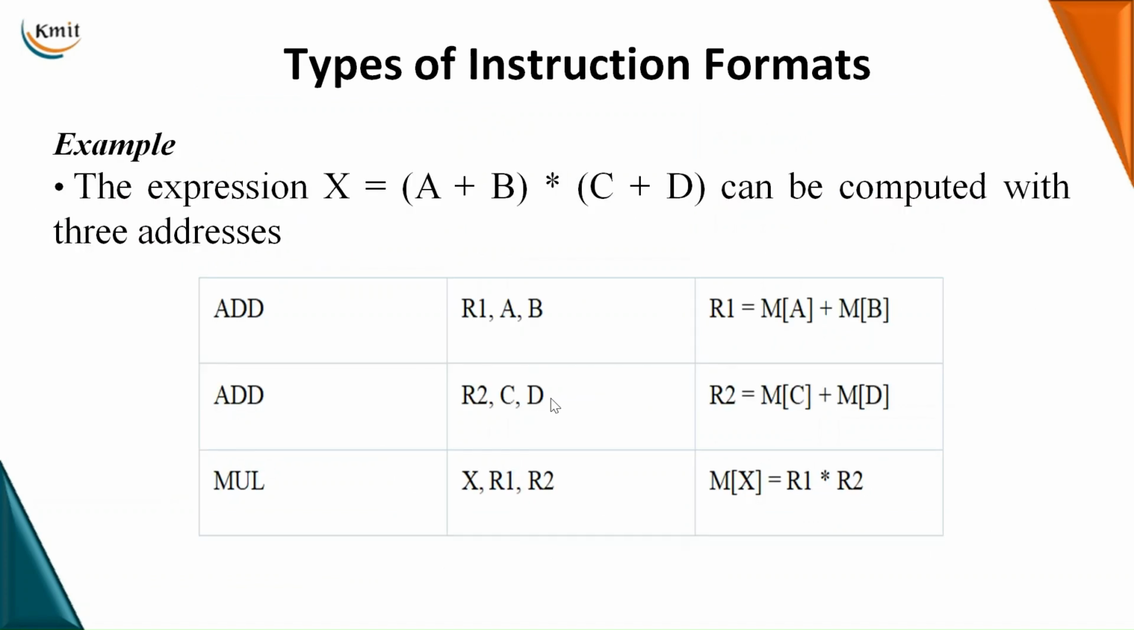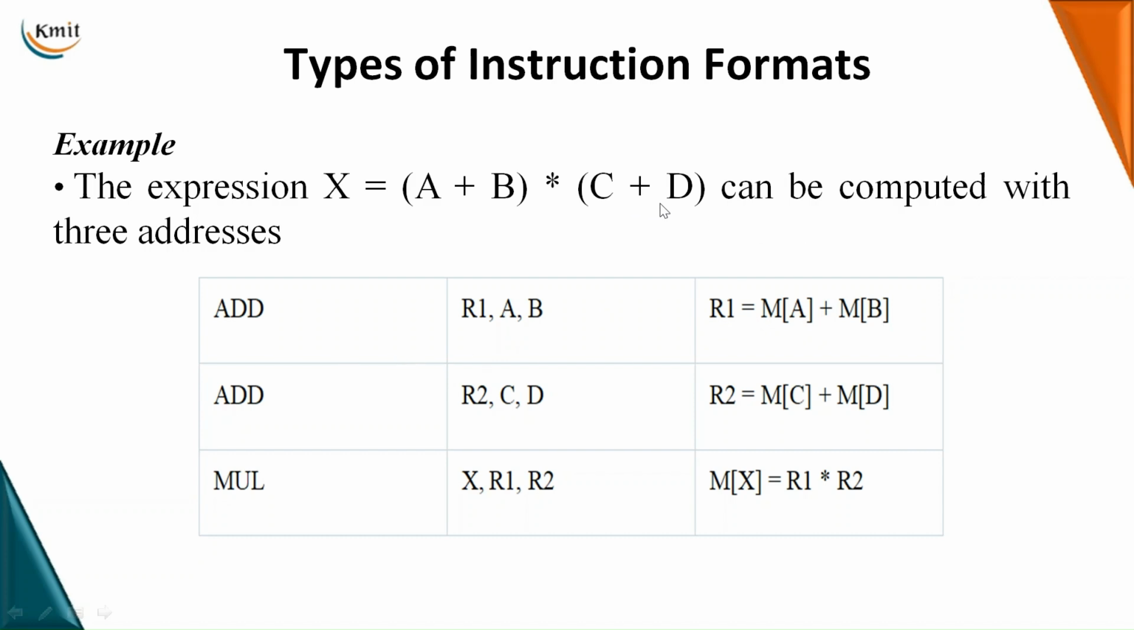So if you consider an expression A plus B into C plus D, it can be computed using a three address instruction format. So here the format contains three addresses, where R1 is the destination operand and two are the source operands. So in the first step, we are performing an addition of A plus B. So we are taking R1 as the destination operand, A and B are the source operands. So you can write it as add R1 comma A comma B. It performs addition on the contents of A and B and the result is copied into R1.